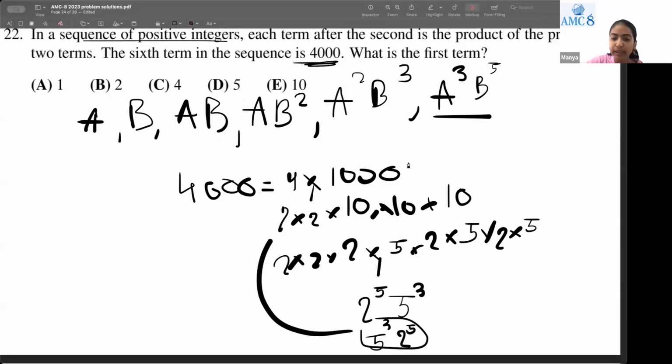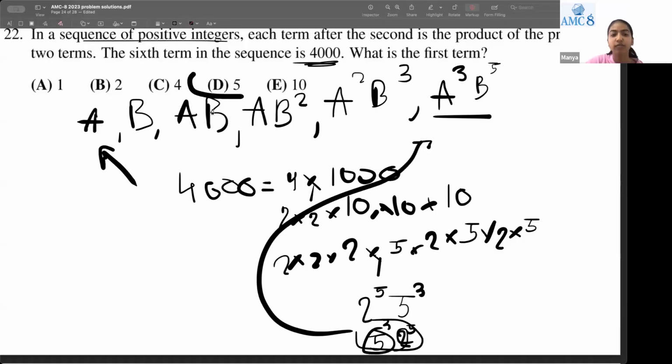And we can replace this right here. We know that the first one should be equal to A, which is 5, and the second one should be equal to B, which is 2. And so they're asking, what is the first term? The first term should be equal to A, and A in this case is equal to 5. And so that's how we got our final answer, D.